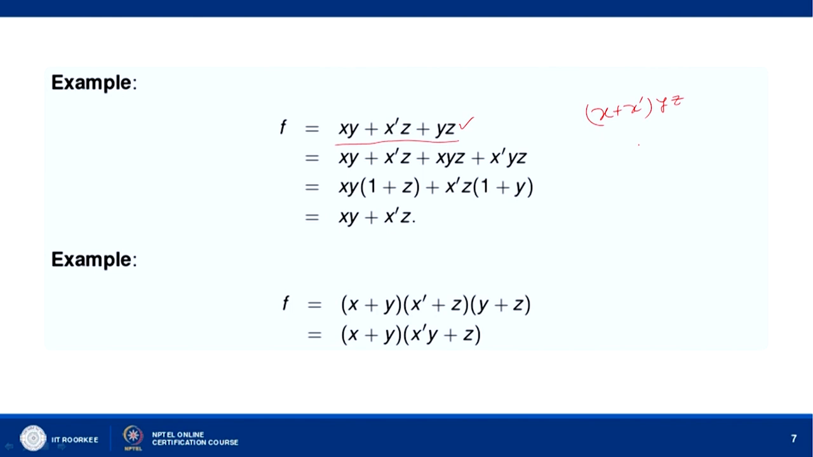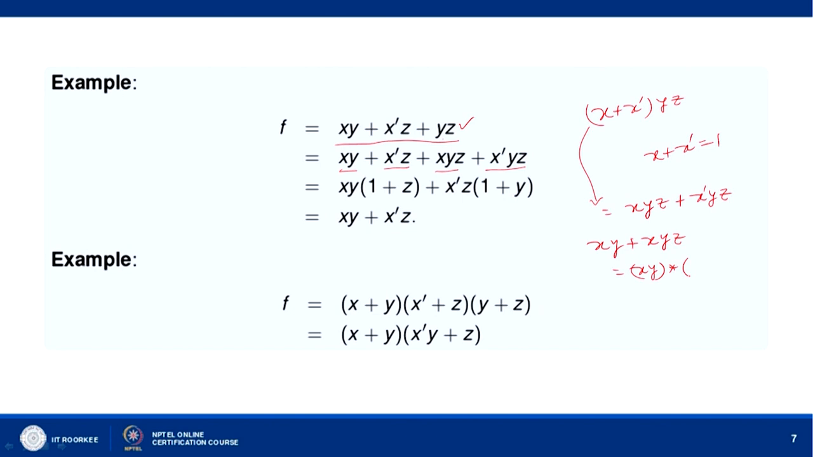Okay. So, this yz can be written as x plus x'z into yz, and then this is equal to, by distributive law, xyz plus x'yz. So, we have xy plus x'z plus xyz plus x'yz here. Now, xy plus xyz can be combined, and we can write xy * (1 plus z). Okay. So, we have this.